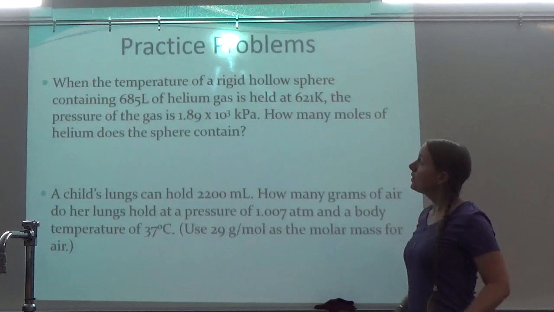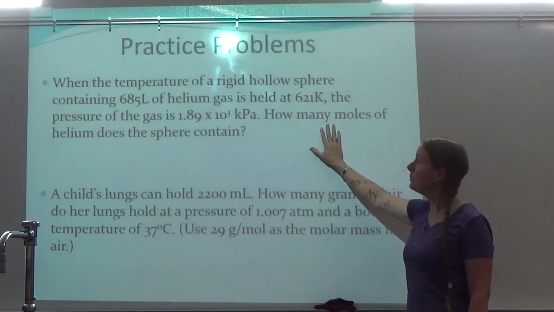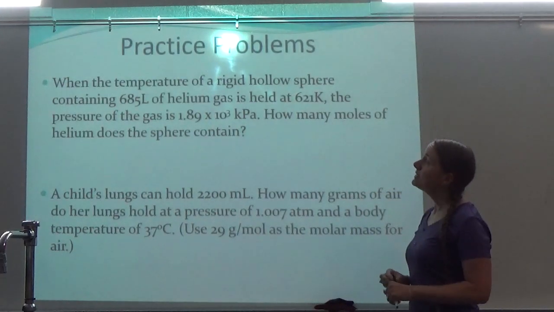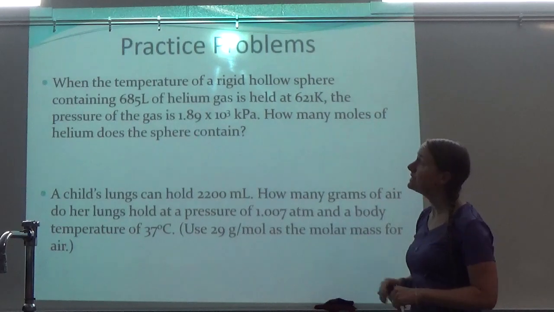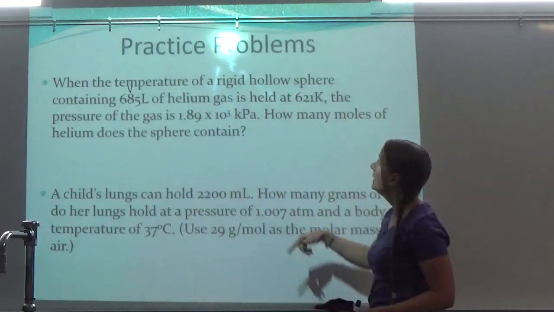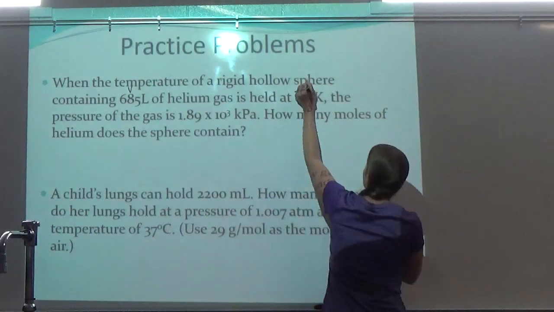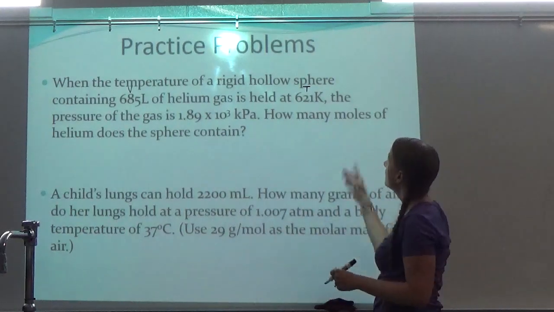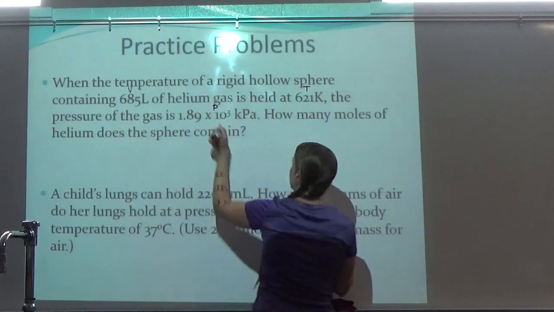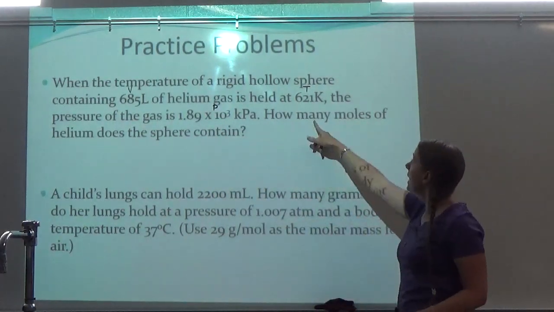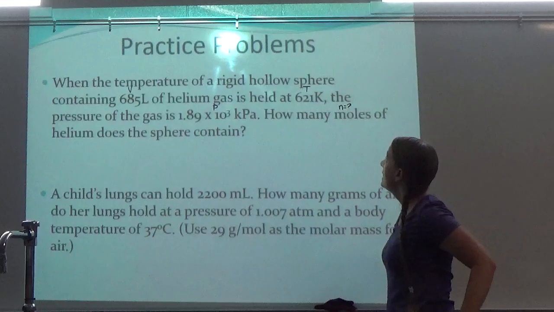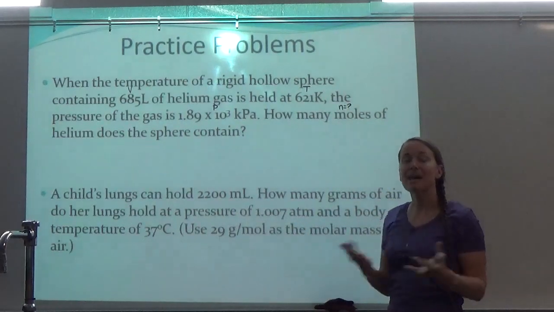All right, so maybe pause the video and try this top one, because this top one doesn't have any converting. So this is a good one for you to start with. Okay, I'll assume you've done that already. So it says, when the temperature of a rigid hollow sphere containing 685 liters of helium, so that's my volume, and liters is the correct unit, is held at 621 Kelvin. So there's my temperature, and Kelvin is the correct unit. The pressure of the gas is 1.89 times 10 to the 3 kilopascals. So there's my pressure, and kPa is the correct unit. How many moles of helium, so that means I'm looking for N, does the sphere contain? And N is moles.